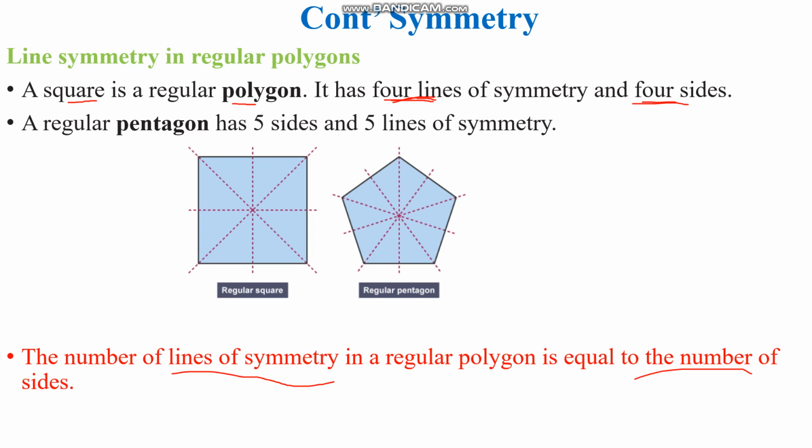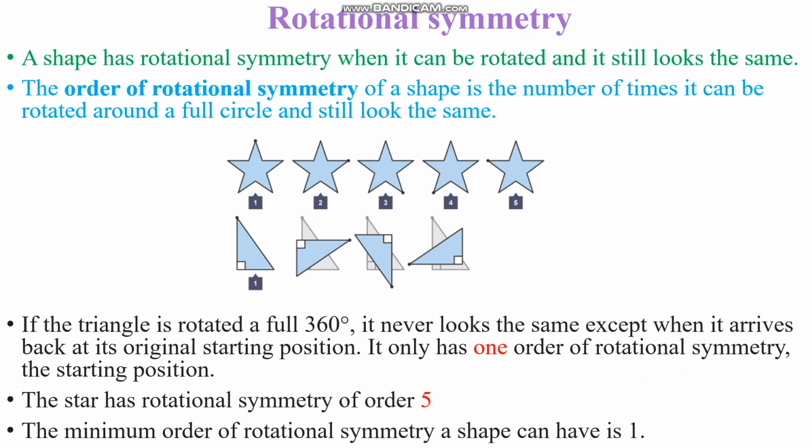And then a regular pentagon has 5 sides. Thus we say it has 5 lines of symmetry. This can be shown diagrammatically here as shown on the screen. And now we are going to look at rotational symmetry.